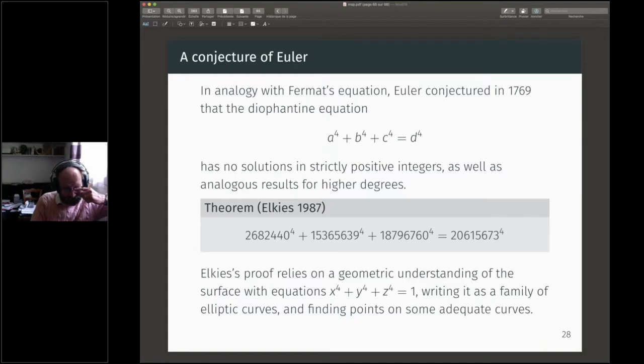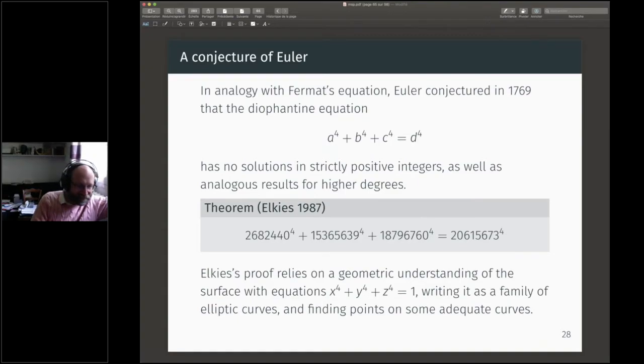by computer search. It was the beginning of very powerful computers, and the mathematicians tried to find counterexamples, and they found one in degree 5, but they did not find counterexamples in degree 4. And this counterexample came from the American mathematician Elkies in 1987 with this incredible relation, which I won't read because it's a number of 2 million something plus etc. So a sum of three fourth powers, which is a fourth power.